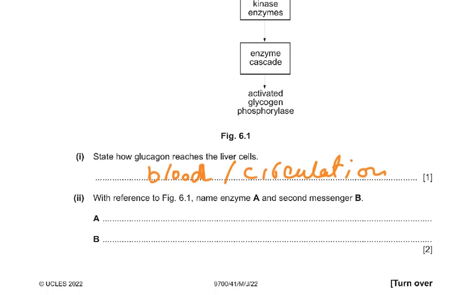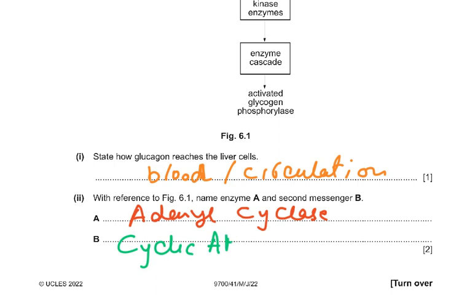Then it says with reference to figure 6.1, name enzyme A, which is adenyl cyclase. Adenyl cyclase. Now that means they expect you to know the names of these. There's something you need to remember. Adenyl cyclase. And then name enzyme B and second messenger B. What is that? That's cyclic AMP. Cyclic AMP. Or you could have said small c and AMP, not the capital C. So cyclic AMP. That got you your 2 marks for that.